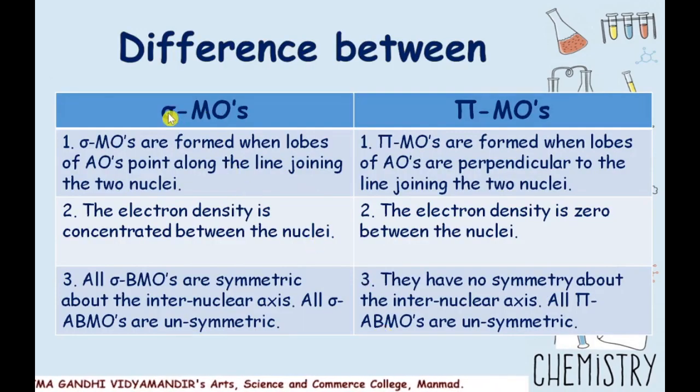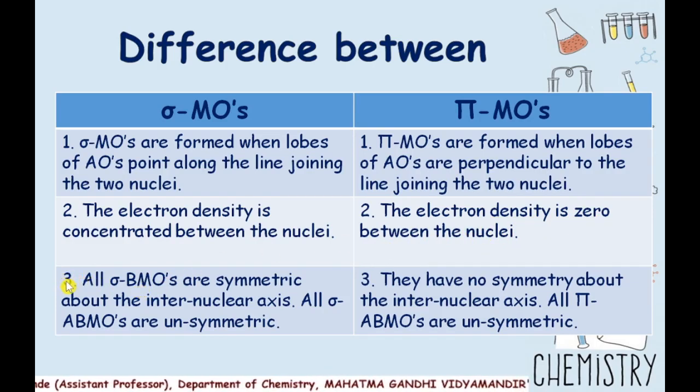The basic difference between sigma molecular orbitals and pi molecular orbitals we will discuss now. The sigma molecular orbitals are formed when lobes of atomic orbitals point along the axis, while pi molecular orbitals are formed when the lobes of atomic orbitals are perpendicular to the line joining the two nuclei. In sigma molecular orbitals, the electron density is concentrated between the nuclei, while in pi molecular orbitals, the electron density is zero in between the nuclei.